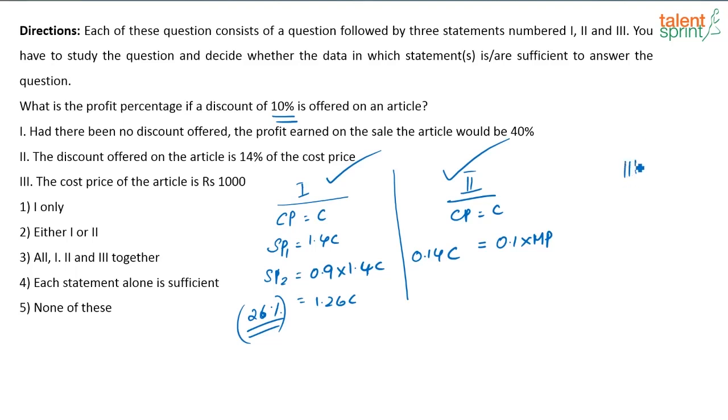Now look at the third statement. What does the third statement say? Cost price of the article is 1000. See, I know only what is the cost price and what is the discount, but I don't know what is the marked price or anything about the earlier selling price. Nothing like that is given. So using the third statement alone, I cannot arrive at the answer. So what will be my answer here? Either statement 1 is enough for me to arrive at the answer, or statement 2 is enough to arrive at the answer.